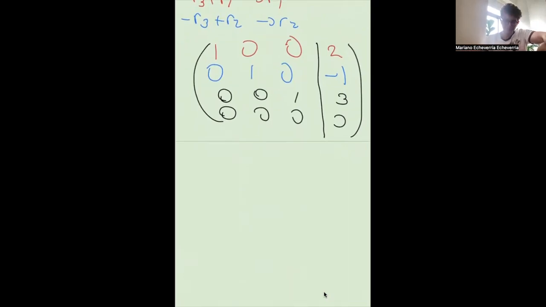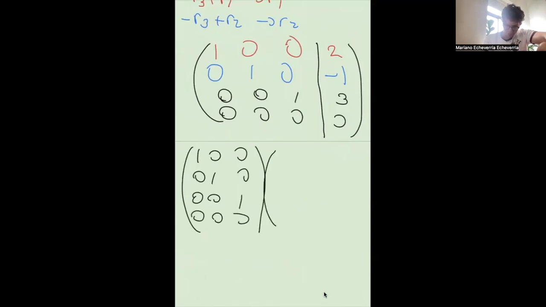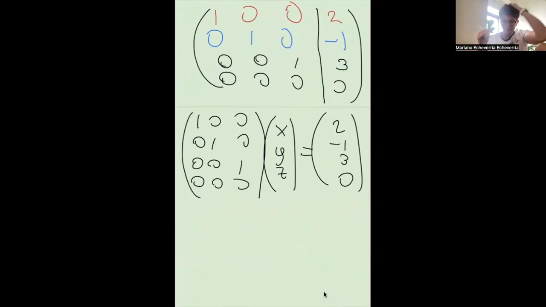So if you rewrite this as a system of equations, you get the matrix 1 0 0, 0 1 0, 0 0 1, 0 0 0, times x y z, equals 2, -1, 3, 0. That's what happens when you undo the vertical line. That's how it looks. And when you do these operations, it's super easy. That's the whole point of simplifying.